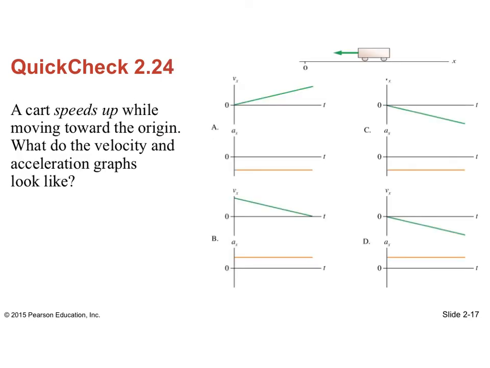A cart speeds up while moving towards the origin. What do the velocity and acceleration graphs look like? Moving towards the origin, but as we can see here already on the positive side, means the velocity must be pointing leftward, so the velocity must be negative. And it's getting faster, so it should be getting more negative. So before we look too far at the acceleration curves, let's see if we eliminate anybody by using just the fact that the velocity must be negative getting more negative.